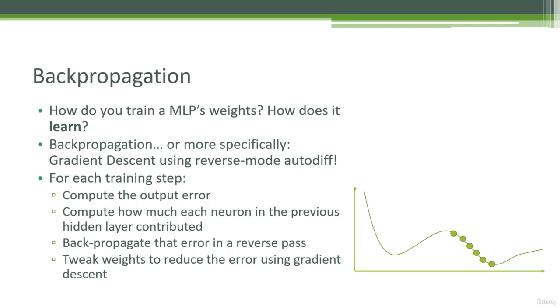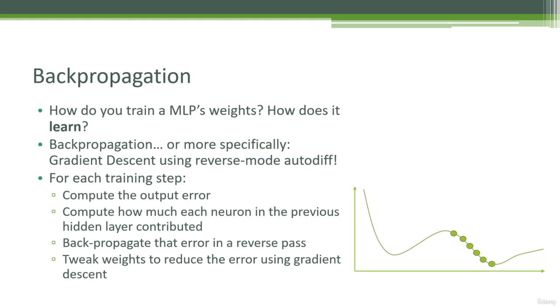So how do you train a multi-layer perceptron? Well, it's using a technique called backpropagation. It's not that complicated really at a conceptual level. All we're doing is gradient descent like we talked about before, using that mathematical trick of reverse mode autodiff to make it happen efficiently. For each training step, we just compute the output error for the weights that we have currently in place for each connection between each artificial neuron. And then this is where the backpropagation happens.